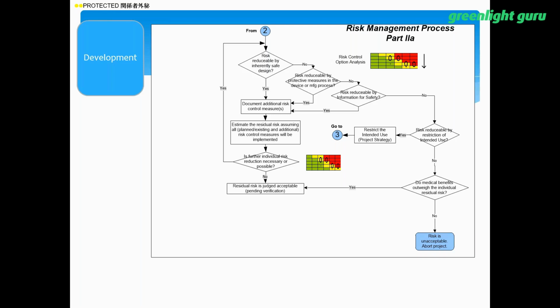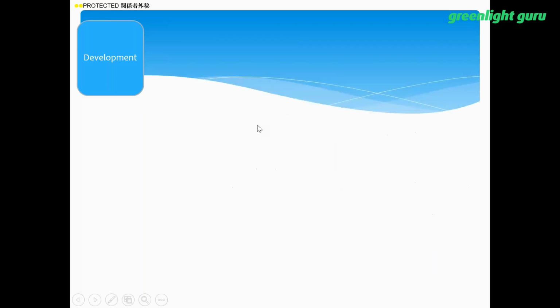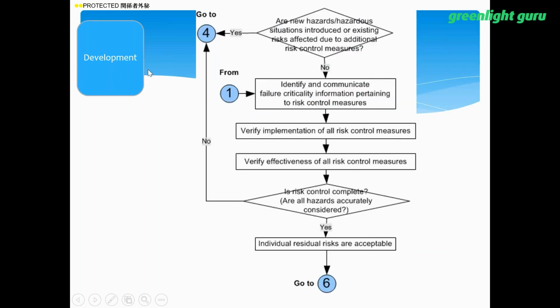Once you've worked your way through that and you get to the point where the residual risk is judged acceptable, pending some verification, but you've now considered it acceptable, then you continue to move forward. As you look at that and you're putting in new additional risk control measures, I kind of call this the Murphy rule. Murphy's Law is out there. Murphy's Law is saying that once I change something, something else could go wrong.